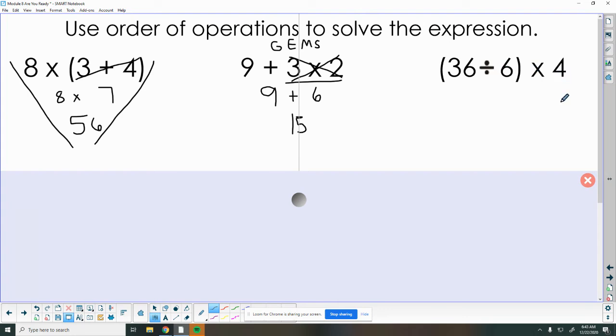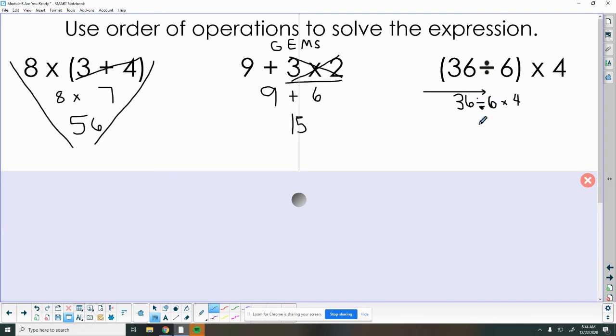And then we will come back and check. So the first thing I'd want to do is 36 divided by 6. This problem doesn't actually need these parentheses. It could just say 36, whoops, that's a divide sign, divided by 6 times 4. And because we're reading left to right, and multiply and divide are equal, one is not more important than the other. I would still do 36 divided by 6 first because I came to it first.